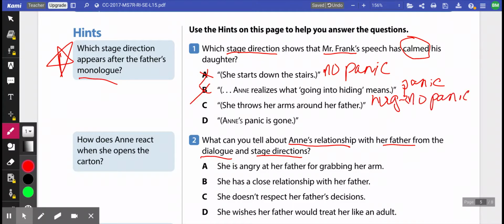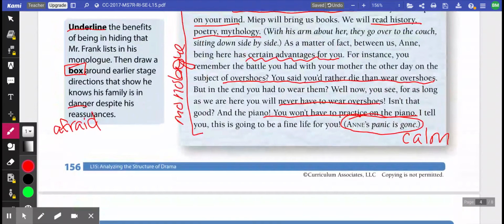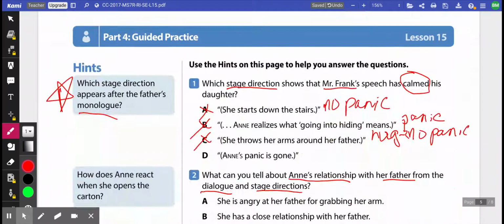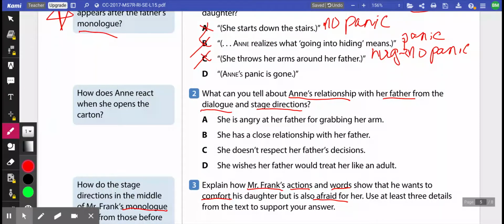And if she's not panicking, she doesn't need to be calm. And then my last one, it says Anne's panic is gone. Well, if I go back up here and look at even our text, I even wrote underneath, Anne's panic is gone, which means that she is now calm. So our best answer is going to be D.